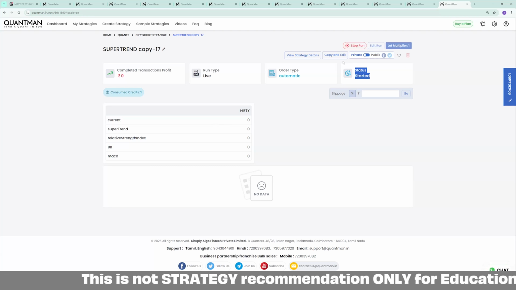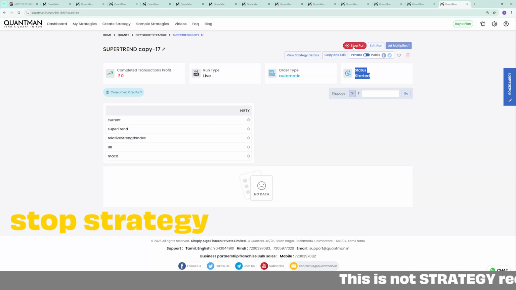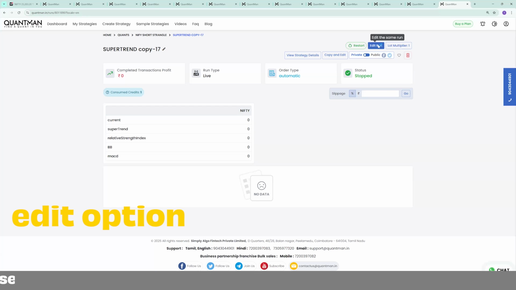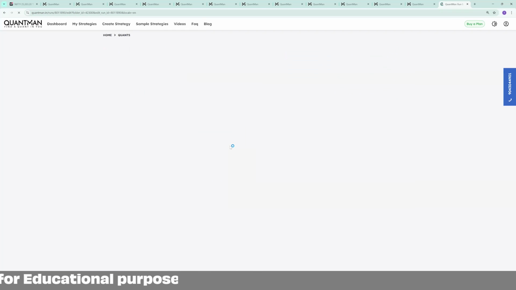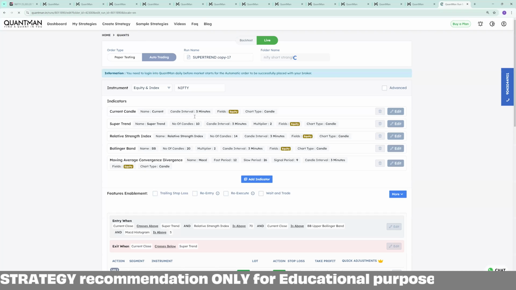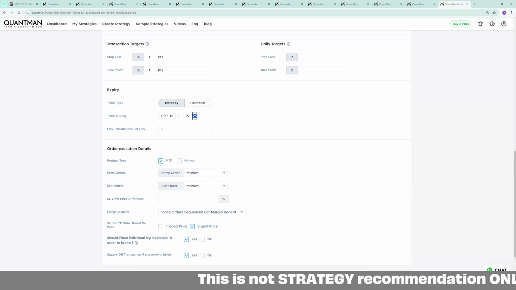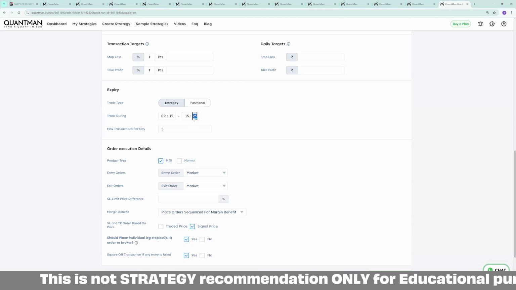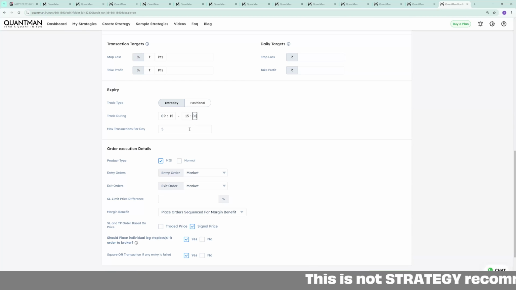Then if you want to edit any condition, you need to stop the strategy, go to the edit option, then change whatever you want. Here I am giving 15:25. My order type is MIS. So after 15:20, my broker RMS will square off my order. Quantman doesn't know. Okay. Then reverse order will happen. So always if you are using MIS, change the time to 15:14. If you are using normal order, you can use whatever timing, even 15:29 also.